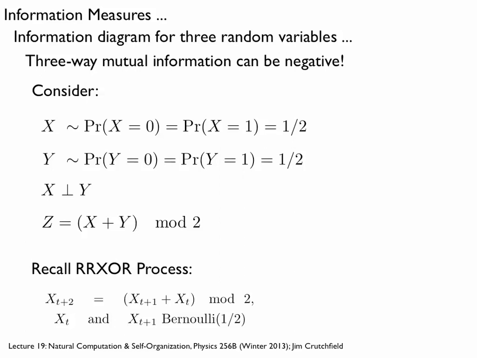We have X and Y, both fair coins, Bernoulli random variables. They're independent of each other. They're just two separate coins. Then I'm going to form a third random variable, Z, which is just the sum mod 2 of X and Y. Simple enough. This is actually how our friend, the random XOR process, was made, except this was done in a sliding window: two coin flips, and the third one, at the next time, is the sum mod 2, or XOR, of those.